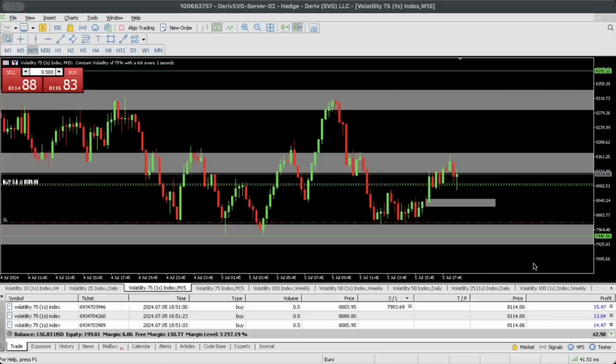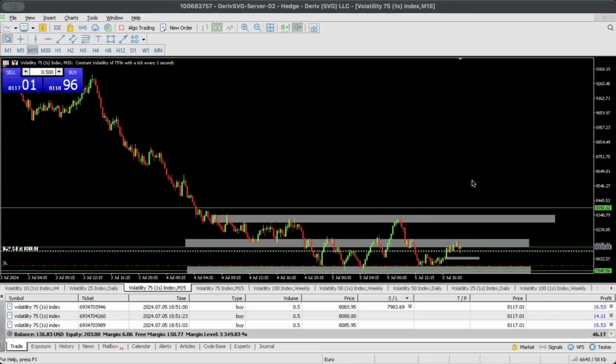Now let's just open the trade. Let's look at what's happening here. So I have a $156 account. And with those entries I've placed, we're already up $45 right now. So I will be back with an update, just updating you guys on how the market is moving. Hopefully we can make tons of profits.